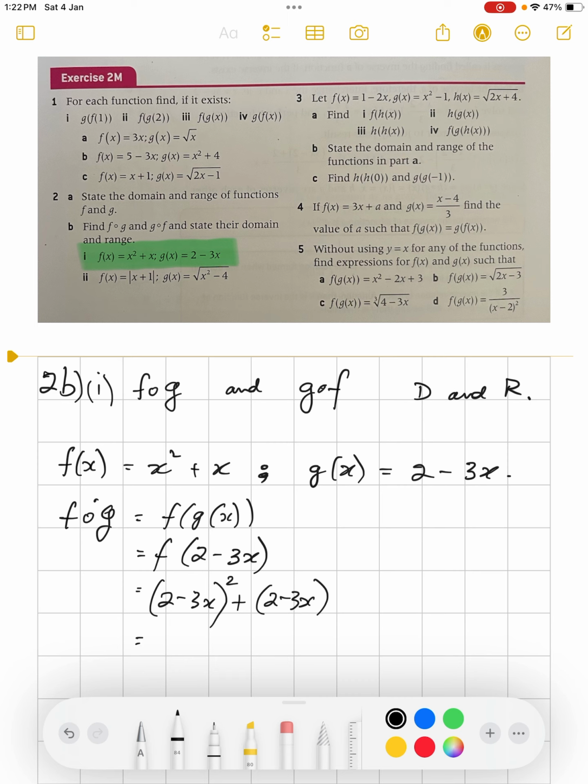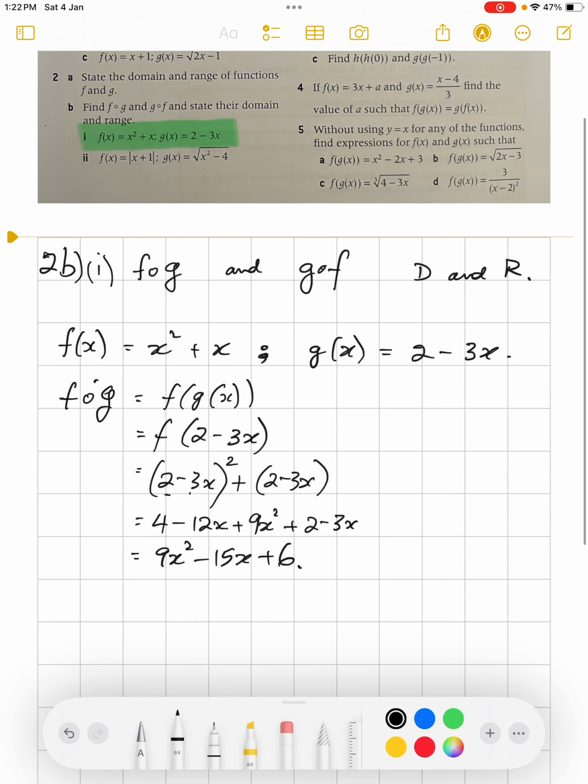So we've got 4 minus double the product, 12x, plus 9x squared, 3x times 3x, plus 2 minus 3x. And that's 9x squared minus 15x plus 6.